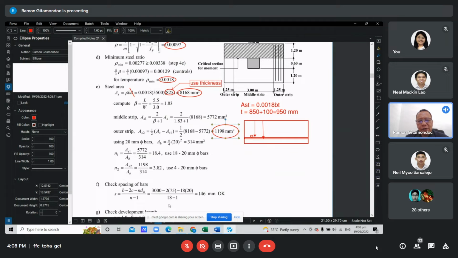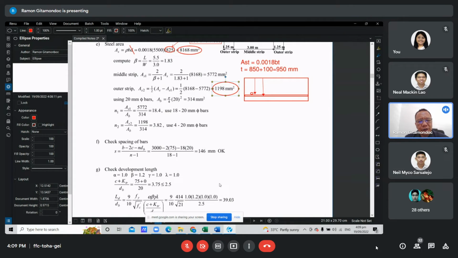And we check the spacing. The spacing is critical at the middle strip where you have more bars, so we check the middle strip. D is the width of the middle strip, C is the protecting cover, N the number of bars, and DB the diameter of the bar. So we get here 146 mm. It is between 75 and 200 mm, which is the desirable range. So the spacing is okay.